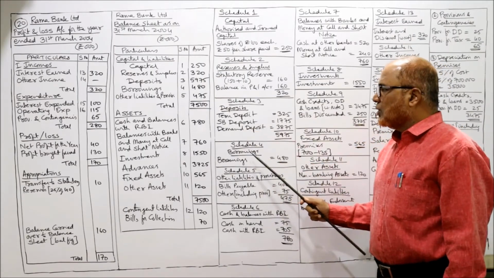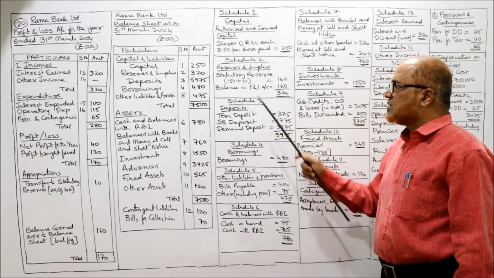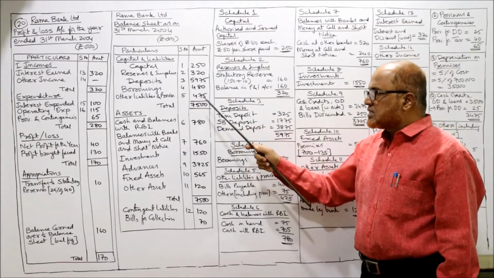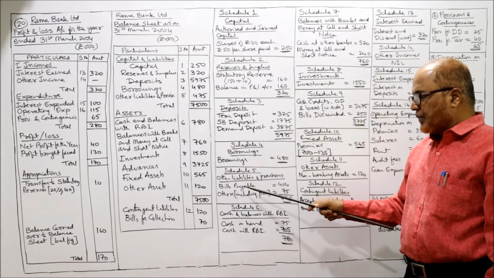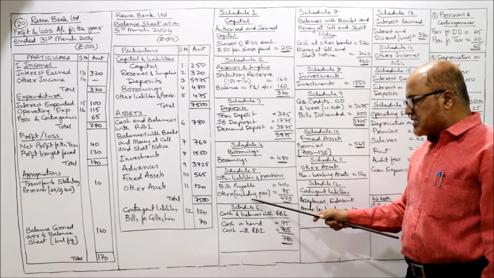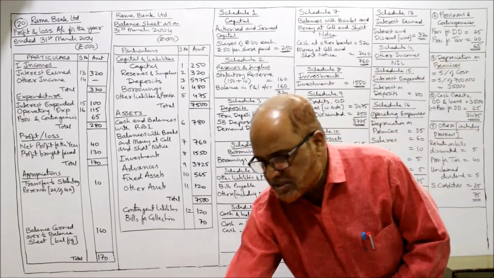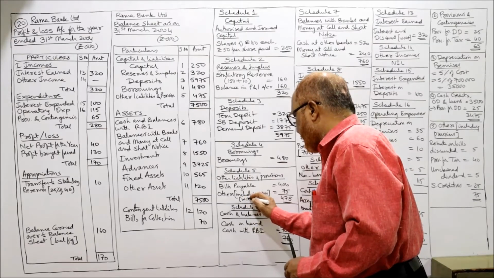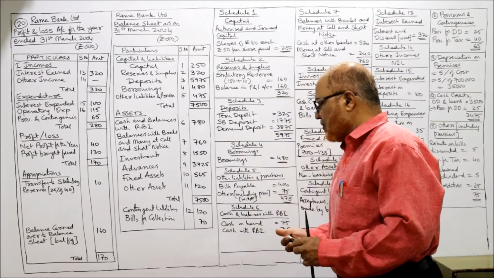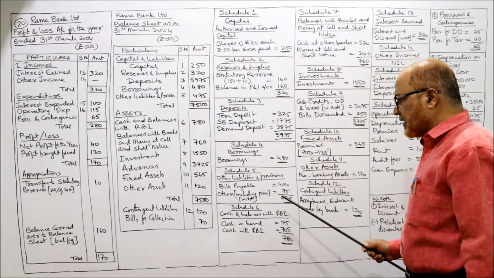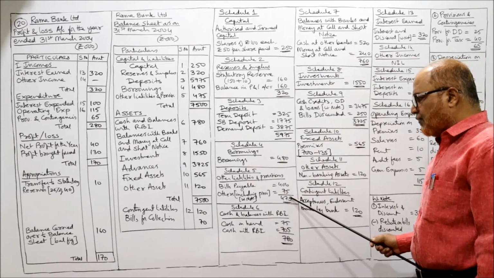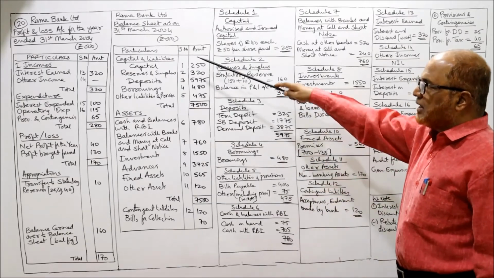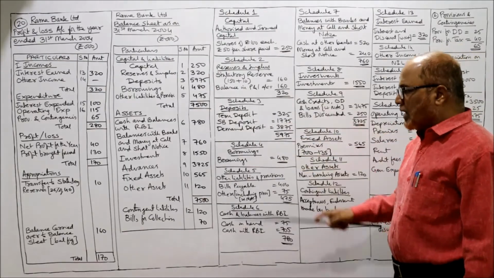Then schedule number 3, deposits 5975. Borrowings 480 are taken. Others including provisions. Schedule number 5, bills payable 400 and others including provisions 75. This I have shown you in the working note. In the working note we have taken 75. So total 475 is other liabilities and provisions. Okay, liability side total 7,500. Now come to the asset side.